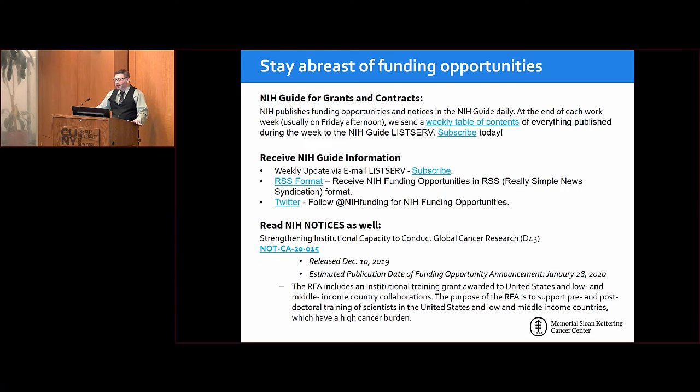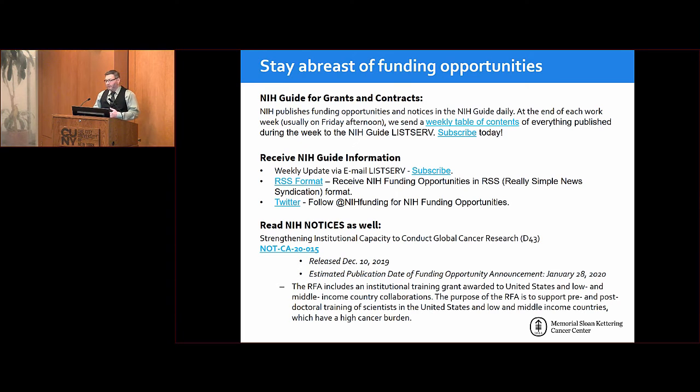There's something called the NIH Guide for Grants and Contracts. How many of you received this already? Okay, good. After this talk, you should all sign up. So this is a weekly publication. It lists all of the new funding opportunities that came out just in this week. You can subscribe for it, and it falls into your inbox on Fridays.